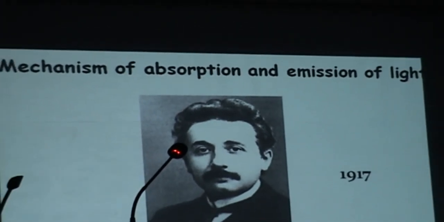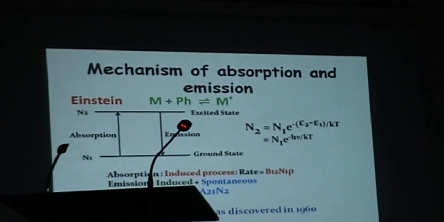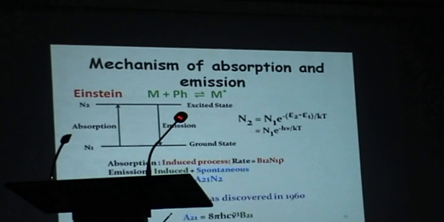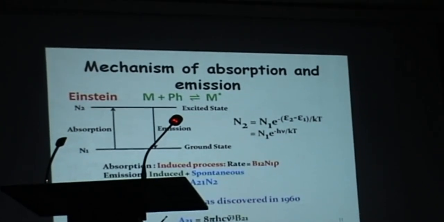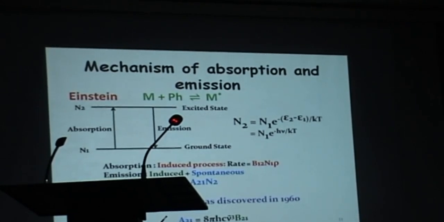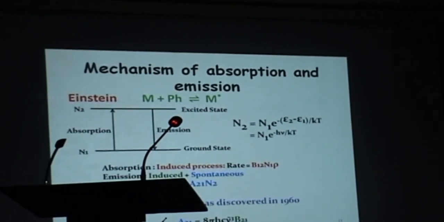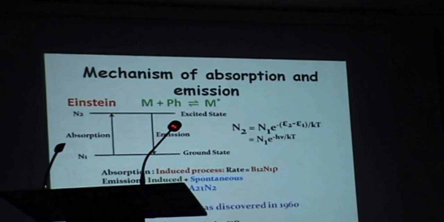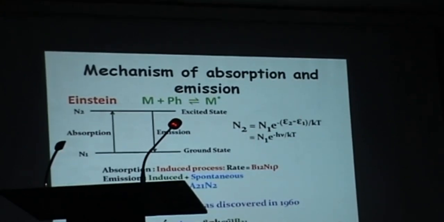Albert Einstein gave the mechanism of absorption and emission. The idea of Einstein was that if there are two levels, one the excited state with higher energy and the other the ground state with lower energy, then N1 and N2, the number of molecules in these two levels, are given by the Boltzmann distribution at equilibrium. Now, absorption according to Einstein.